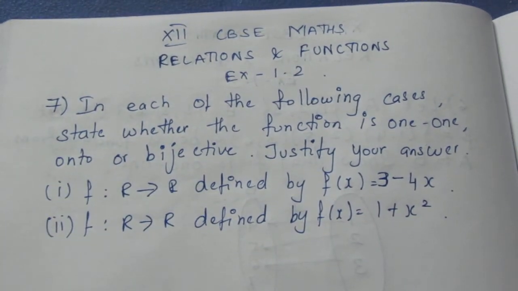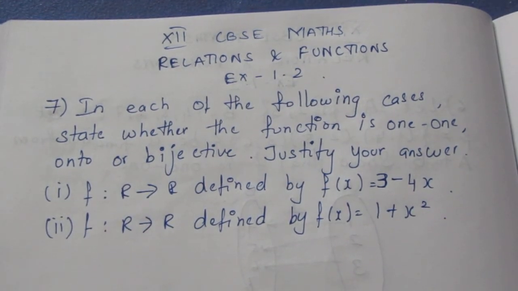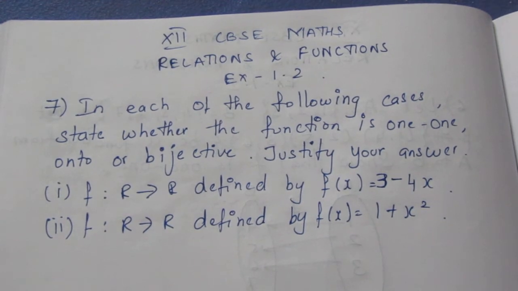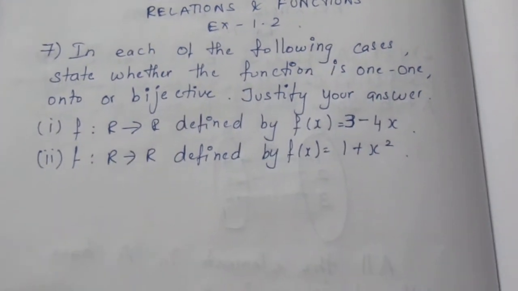Today we are going to see 12th CBSE Maths Relation and Function exercise 1.2 question number 7. Let's see the question. In each of the following cases, state whether the function is one-to-one, onto, or bijective. If it is one-to-one and onto, it will be a bijective function. Justify your answer.